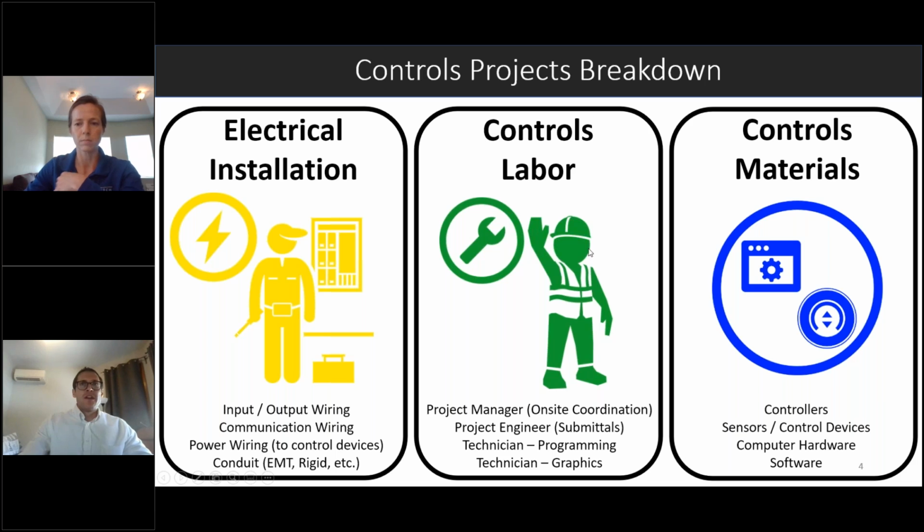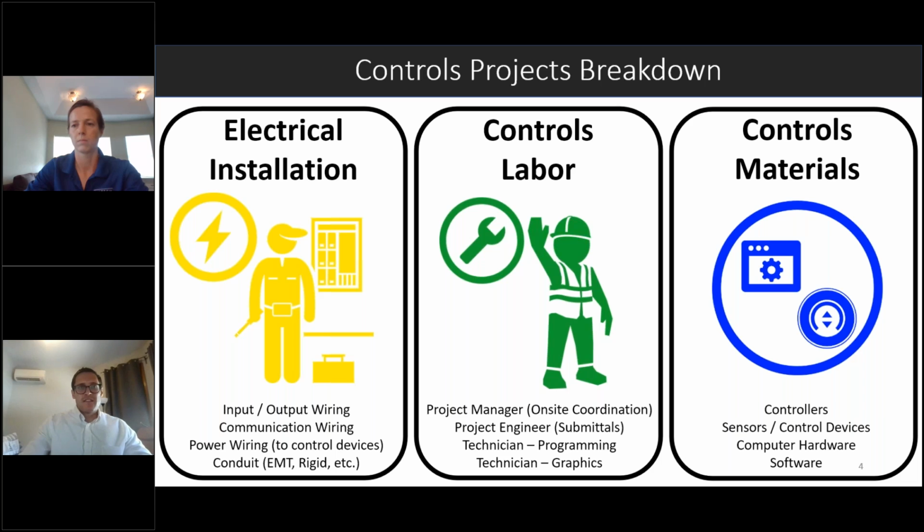The second category is your controls labor. So with your controls labor, you have technicians, engineers, and a PM. So technicians are going to be responsible for programming all these controllers, making sure that they're operating to the sequence of operations that is specified.